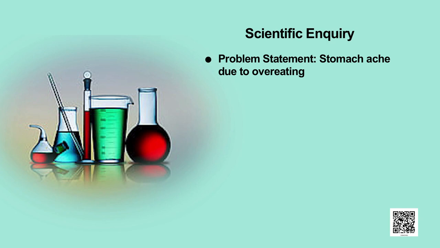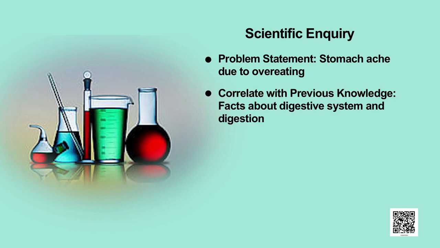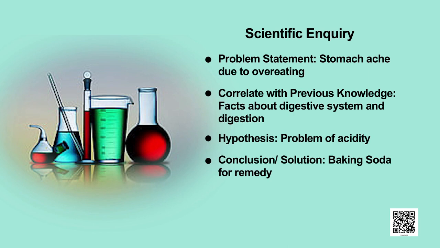You must have, first of all, thought of the problem statement that my son is having a stomachache due to overeating. Then you must have correlated this to your knowledge of the digestive system, that the food to be digested in the stomach needs some acid. So acid is produced in the stomach. So you must have noticed that my son is facing the problem of acidity. And then to suggest a home remedy, I'm sure you must have suggested baking soda that is available in every household. So you know now why I call you young scientists, because that is the work of a scientist. They collect the data, they correlate, and then they come to a conclusion.